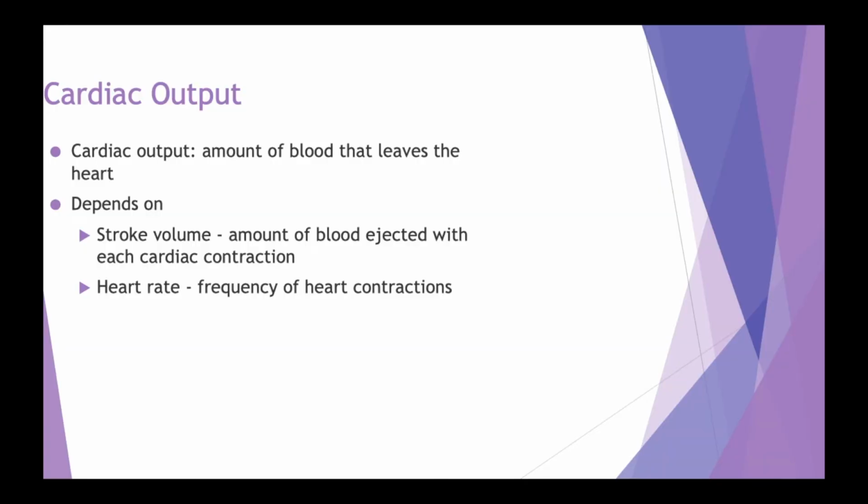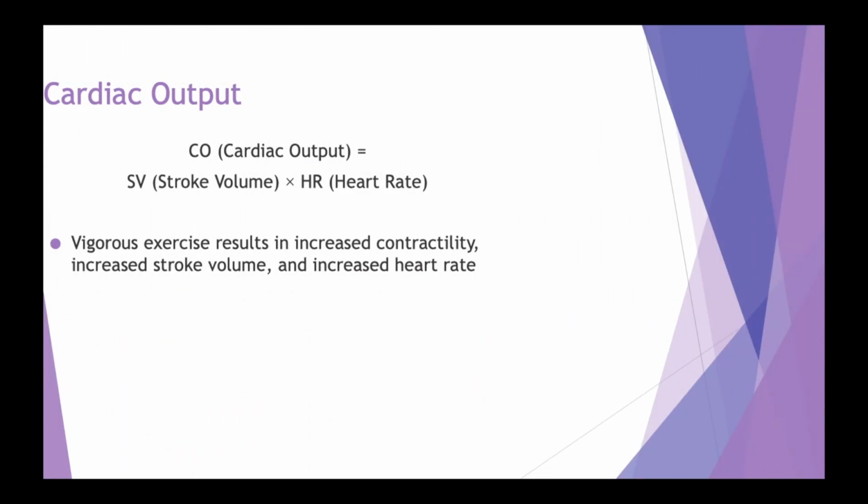Cardiac output is the amount of blood that leaves the heart, and it depends on stroke volume, which is the amount of blood ejected with each cardiac contraction, and heart rate, which of course is the frequency of heart contractions. Cardiac output overall equals stroke volume times heart rate. Vigorous exercise results in increased contractility, increased stroke volume, and increased heart rate.